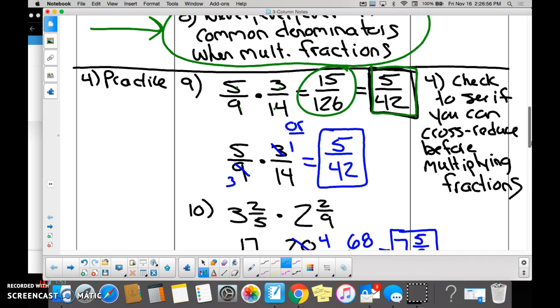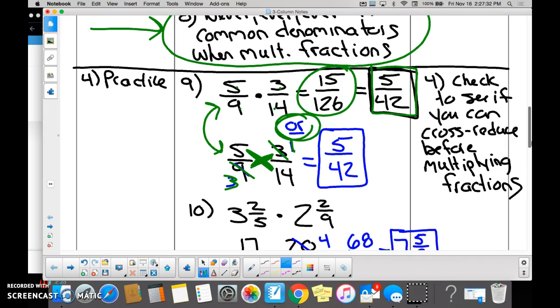So then I introduced this trick to you called cross-reducing. We said the same problem, 5 over 9 times 3 over 14. These are the exact same problems. But cross-reducing involves looking at opposite numerators and denominators, right, Joe? So if I look at the opposite numerator and denominator here, 5 and 14, can you reduce 5 and 14? No, they don't have a common factor. But can you reduce 9 and 3? Yes. Because what goes into both 9 and 3? 3. So 3 divided by 3 gives us 1. 9 divided by 3 gives us 3.